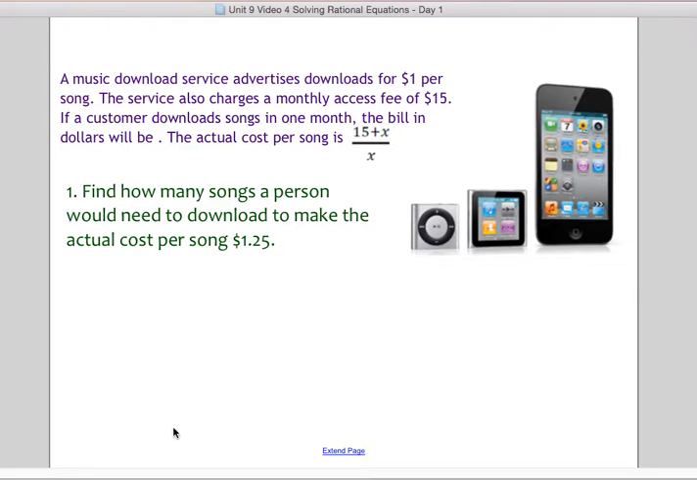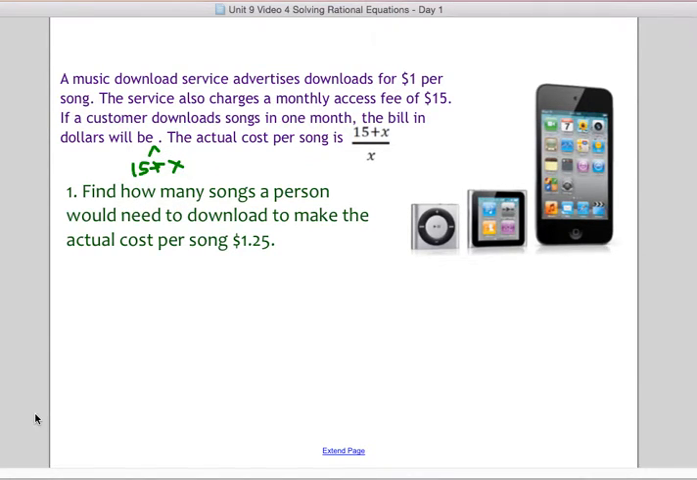Okay. So here is a little example. A music download service advertises downloads for $1 per song. The service also charges a monthly access fee of $15. If a customer downloads x songs in 1 month, the bill in dollars will be 15 plus x. Okay, so that's the total bill.